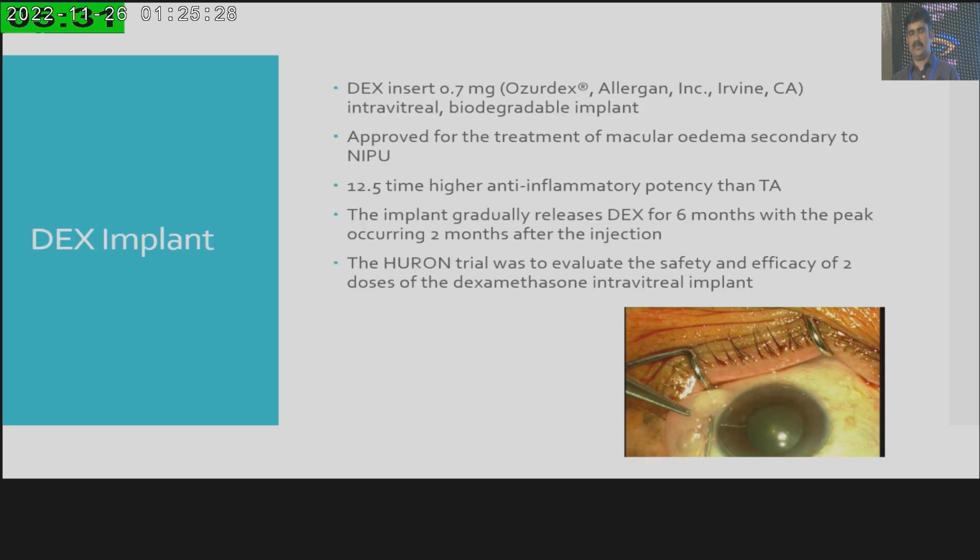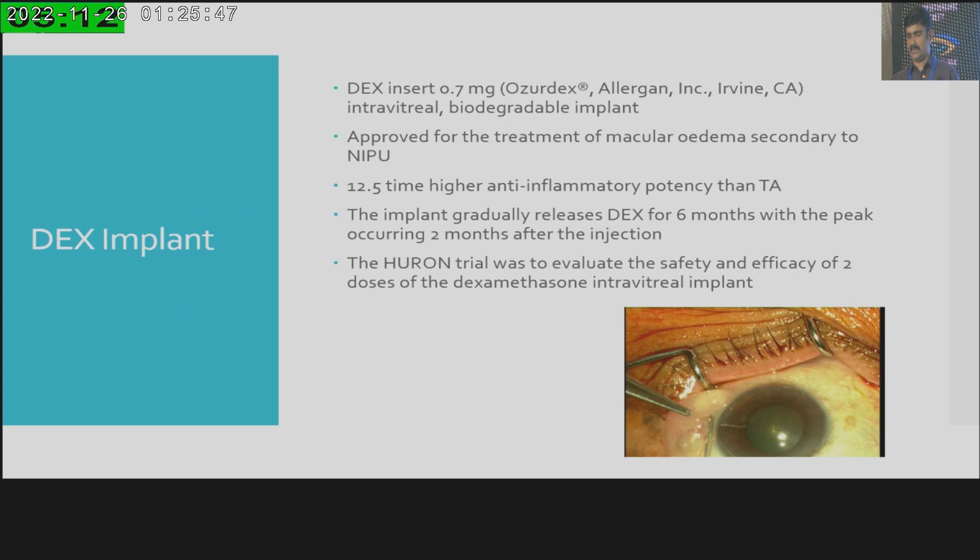And another option that we have now is a Dex implant, which is a sustained release dexamethasone, 0.7 milligram. Theoretically, it has much higher anti-inflammatory potential than triamcinolone. The implant gradually releases the dexamethasone for 6 months, and at least you get 2 to 3 months efficacy with this. PST also gives 2 to 4 months efficacy.